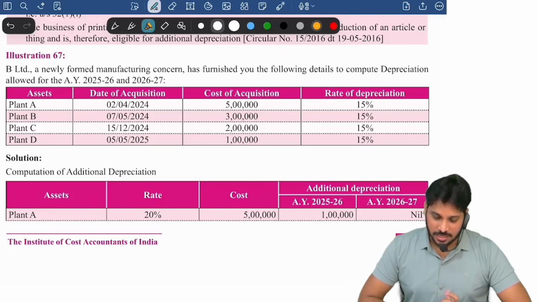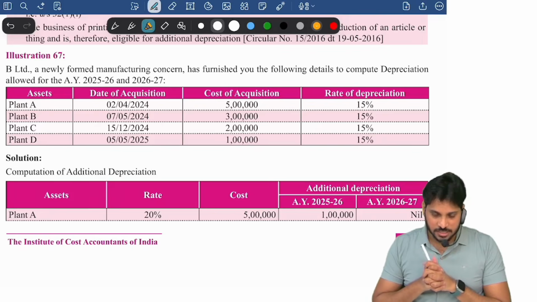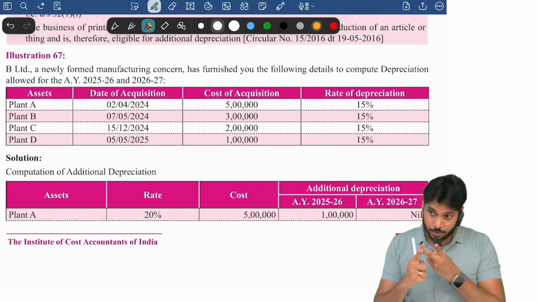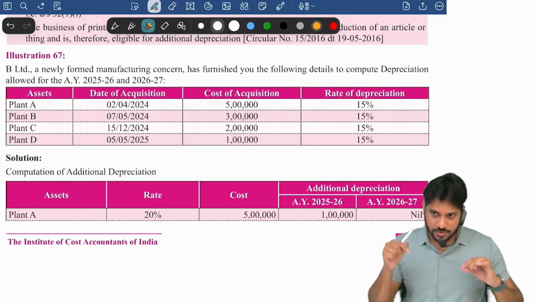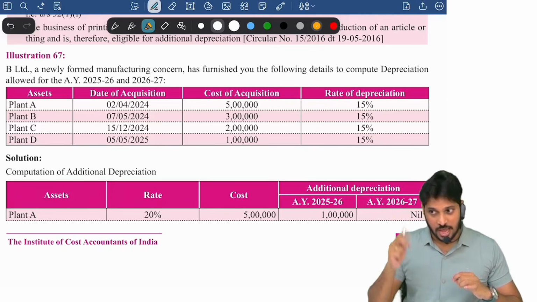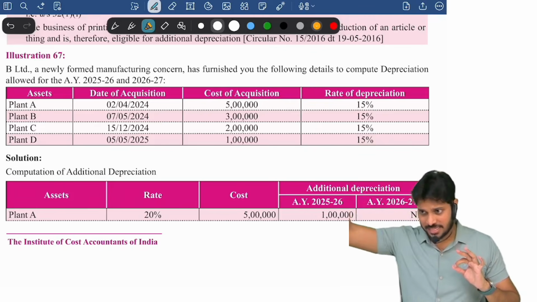Additional depreciation is eligible only for manufacturing SSEs, or those engaged in printing and publishing business. So only they get additional depreciation. You must acquire the asset in the current year, or at least it must be put to use in the current year. Usage is most important. If it is used for 180 days or more in the current year, 20% of the actual cost. If it is used for less than 180 days, 10% of the actual cost, and the balance in the next year.